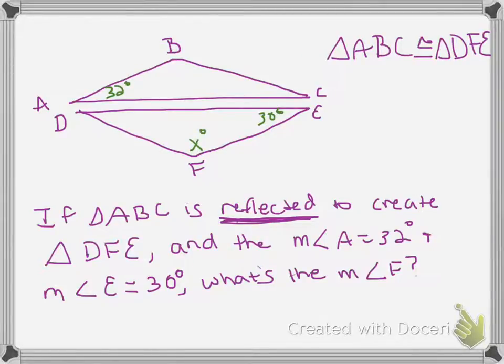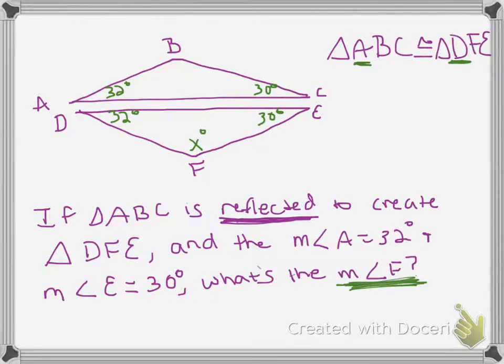Now, since we know that this is reflected, we know that the corresponding angles have to be congruent. So I'm going to look and say, okay, if A is 32 degrees, what does that mean about angle D? We know that angle A and angle D are corresponding angles, so if A is 32 degrees, then D must be 32 degrees. Over here, if E is 30 degrees, then C is 30 degrees. At this point, you have enough information to figure out the measure of angle F.